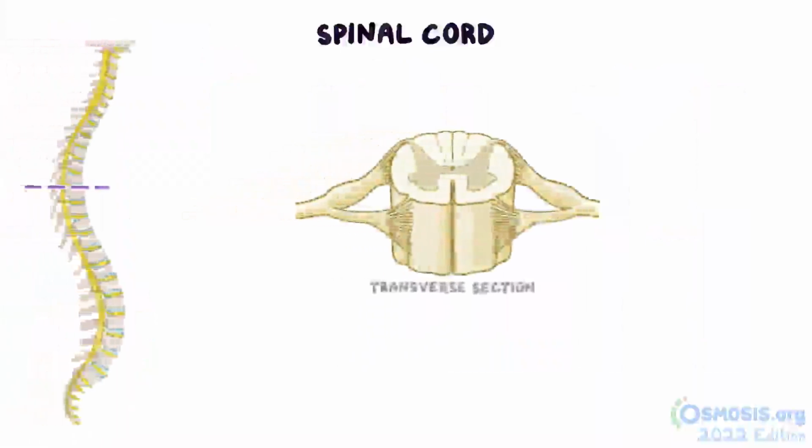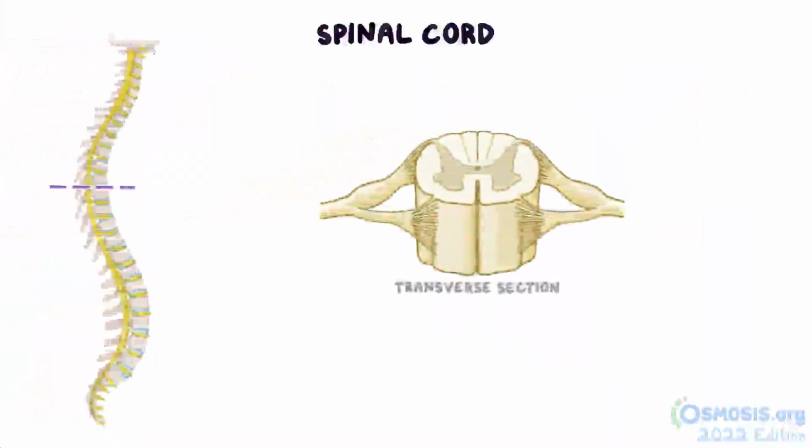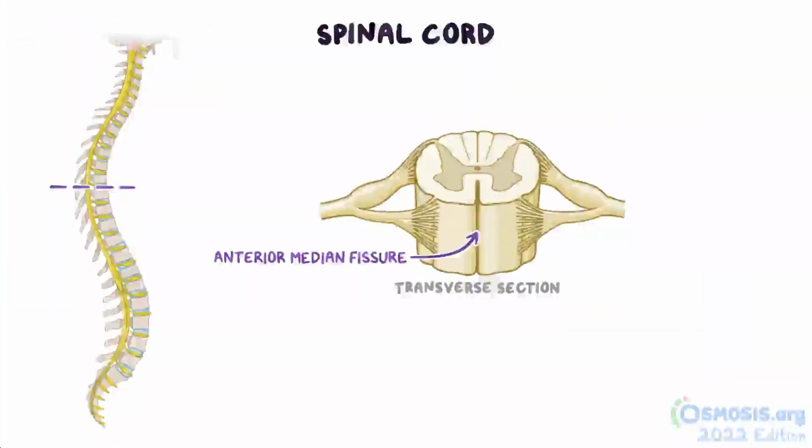If we look at a transverse section of the spinal cord, we can see the anterior median fissure that extends along the midline of the spinal cord anteriorly. Similarly, the posterior median sulcus extends along the midline of the spinal cord posteriorly.